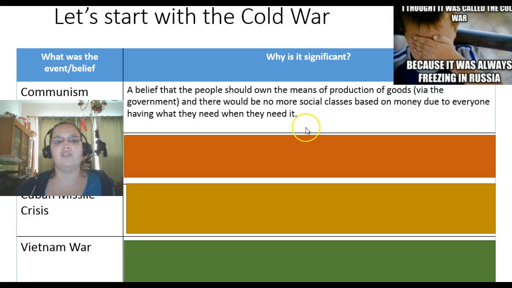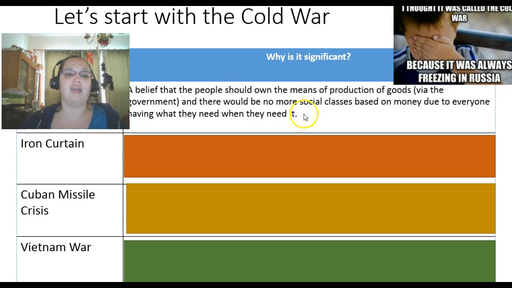Communism is a belief that the people should own the means of production of goods. So like the factories, they should own the ways that goods are produced. And that there should be an end to social classes because instead of some people having everything and a few people having nothing, everyone has what they need. So that's the concept behind communism. Why is it significant? Well, it really is kind of what leads to a division that starts the Cold War.